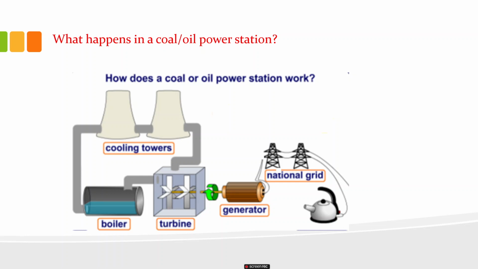Here, in the boiler, when the fossil fuels are burnt, a lot of heat energy is produced. This heat energy is used to heat the water in the boiler and it is converted into steam. The steam is used to turn the turbines, and the electricity is generated by the generator which is connected with the shaft of the turbine.